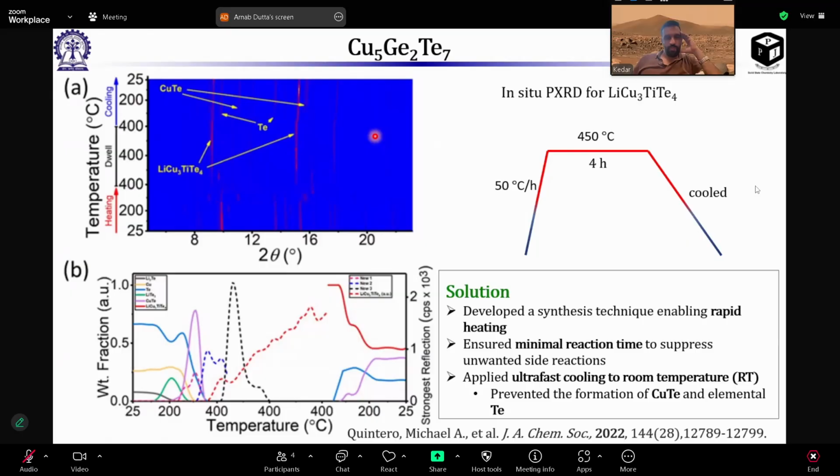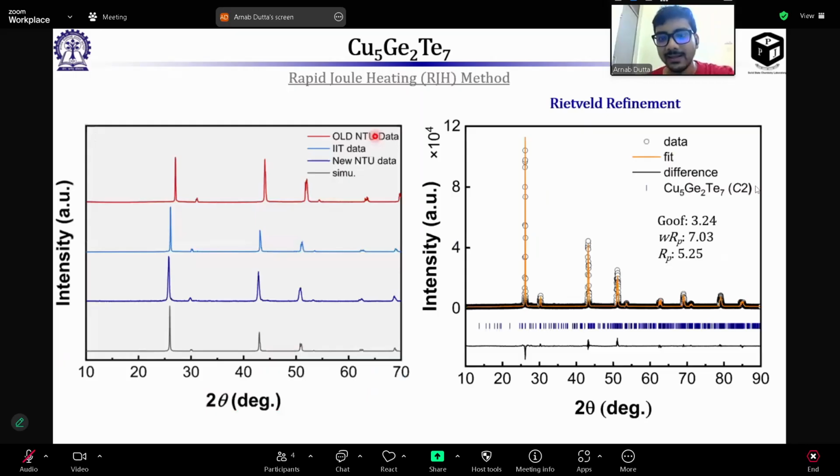Okay, and then I'm going forward. So this is the phase pure. But one question is that Jointo told me that one of your postdocs suggested that maybe copper telluride is present in the sample, and that is why we have a shift in the powder data. So this is the old data which Jointo showed initially, which has a very high shift. But the same sample he actually sent me here. This is our data on our instrument, and Jointo has also taken another data at the NTU.